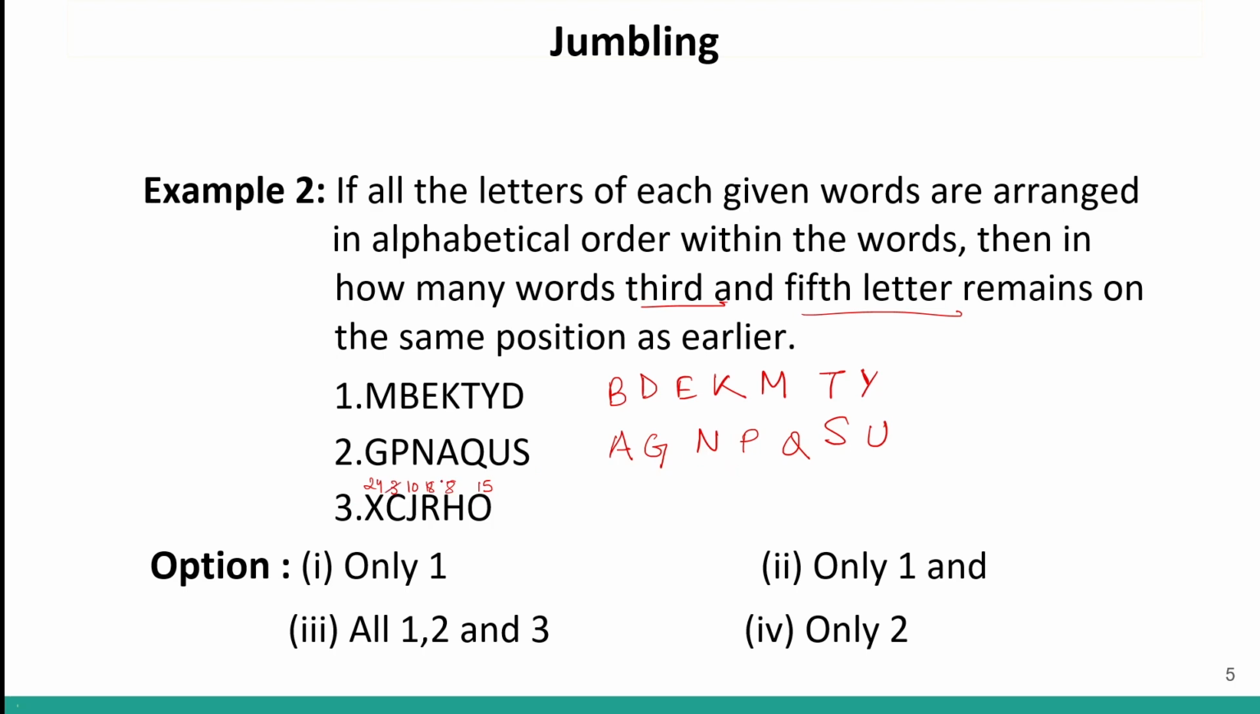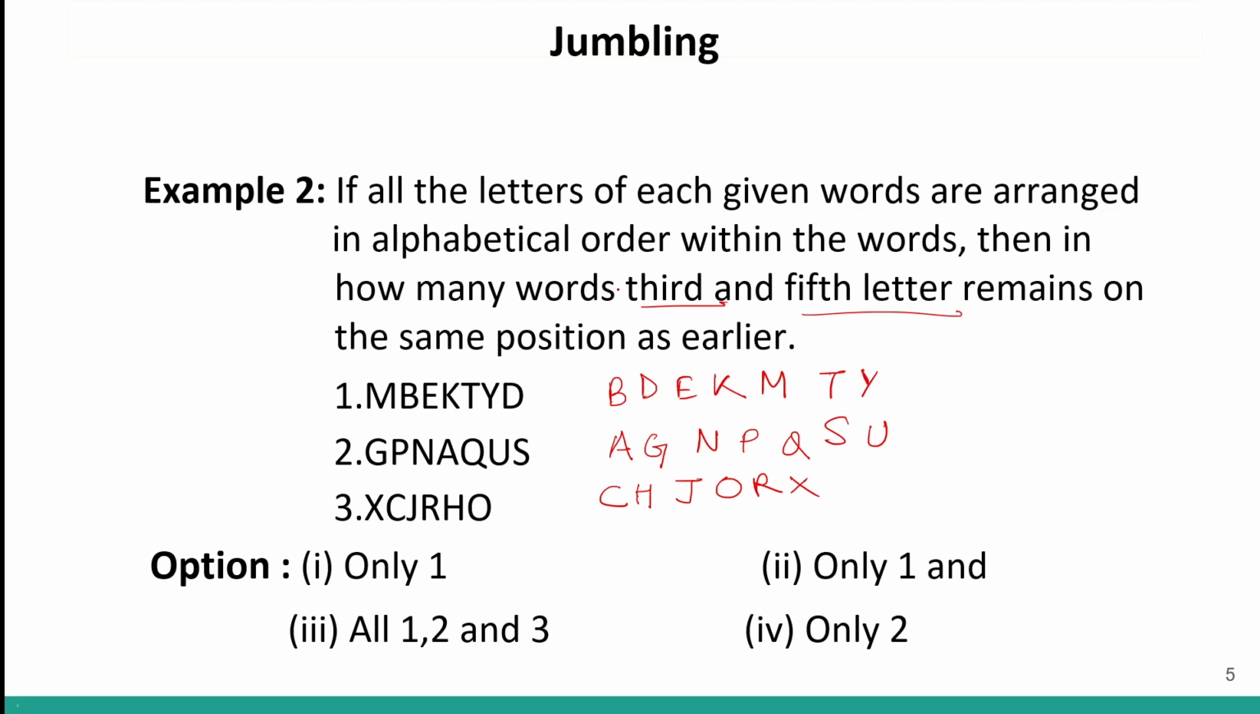Similarly, for this I'll get C, then H, then J, then O, then R, and then X. So after rearranging, I'll get CHJORX. We have arranged them in alphabetical order.